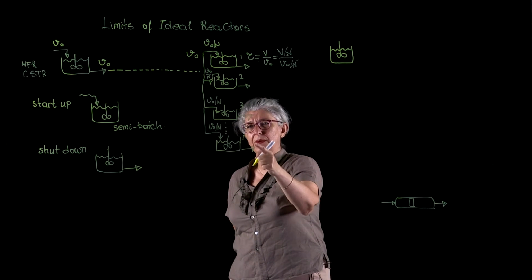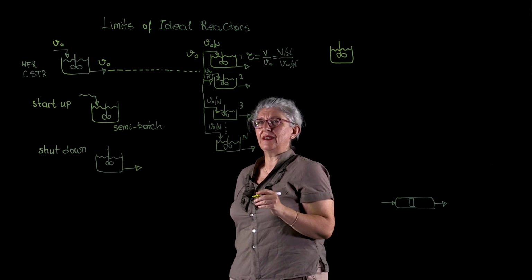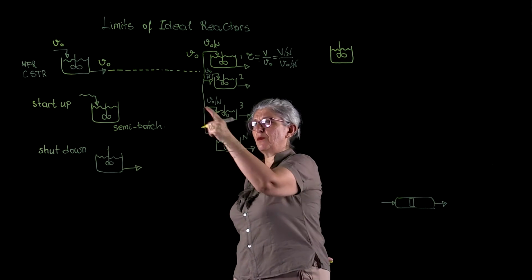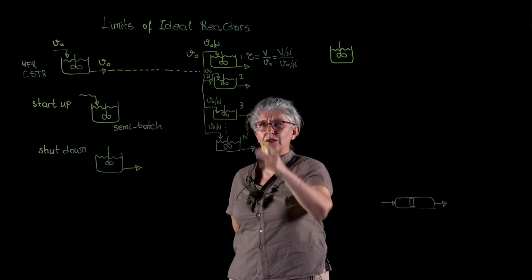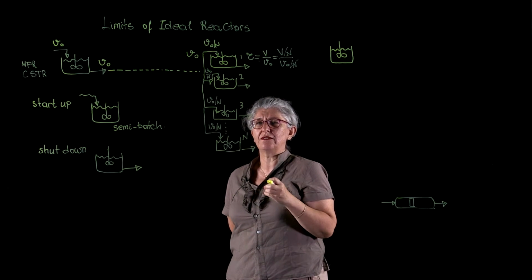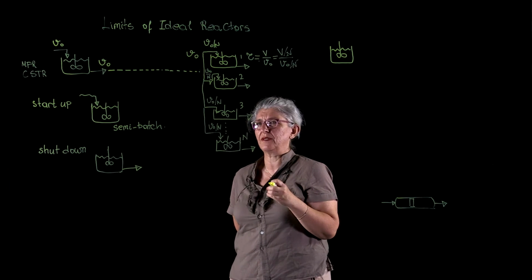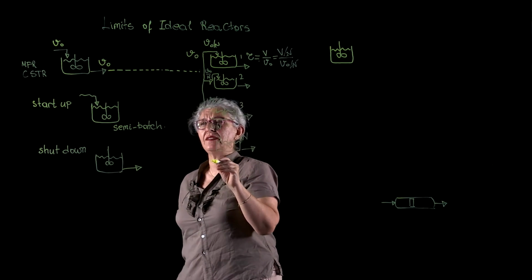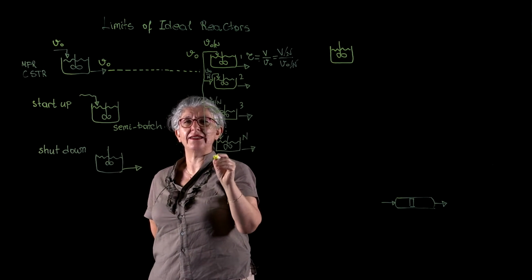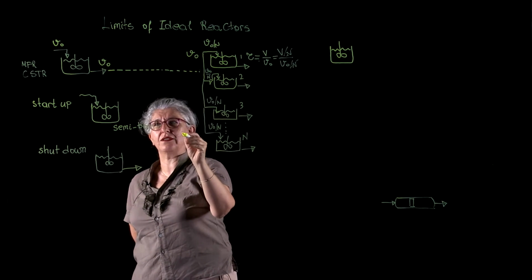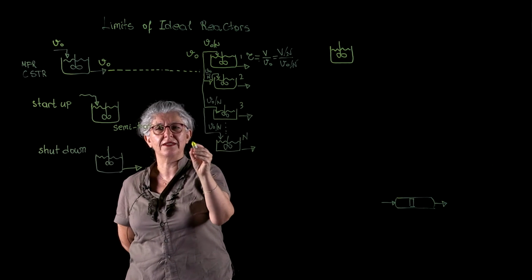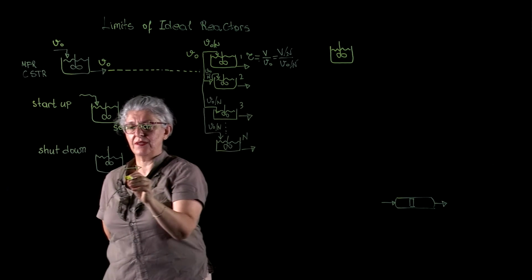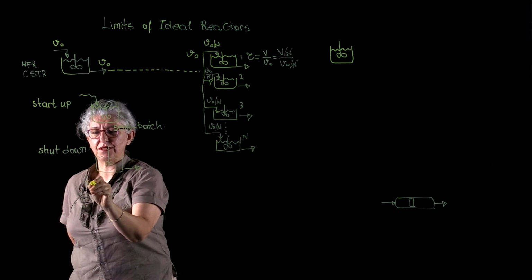So when we are operating n reactors in parallel, it really doesn't matter whether we are operating a very large reactor or n small reactors with V0 over n of the flow rate. On the other hand, we might have a series operation of the CSTR.